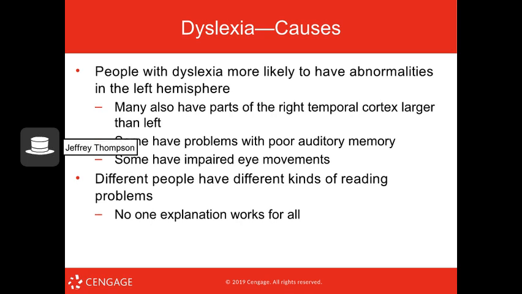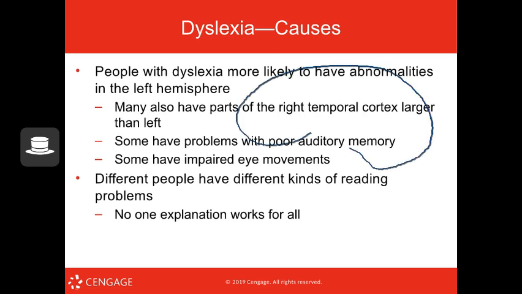So, in dyslexia, we might see abnormalities in the left hemisphere and also parts of the right temporal cortex that are larger than what we see in the left. So, if you remember, our temporal lobe is around here, but this would be on the right side. This is the left side that we're saying. So they might also have issues with auditory memory. So if you were to say something and then ask them to remember it, that might be an issue. And also impairments in eye movement.